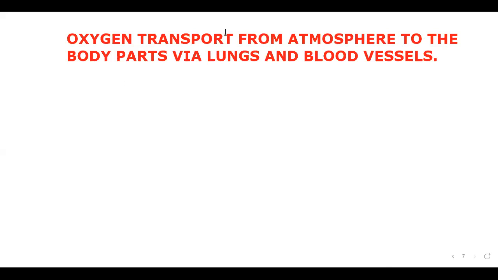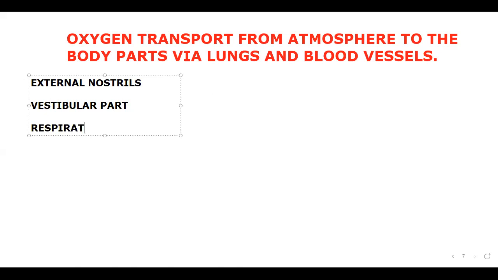Now, let me write the full sequence once on one page. Where should we start? We need to start the story from the external nostrils. External nostrils open into the nasal chamber. That means the vestibular part, then the respiratory part, then the olfactory part. These three together are the nasal chamber.